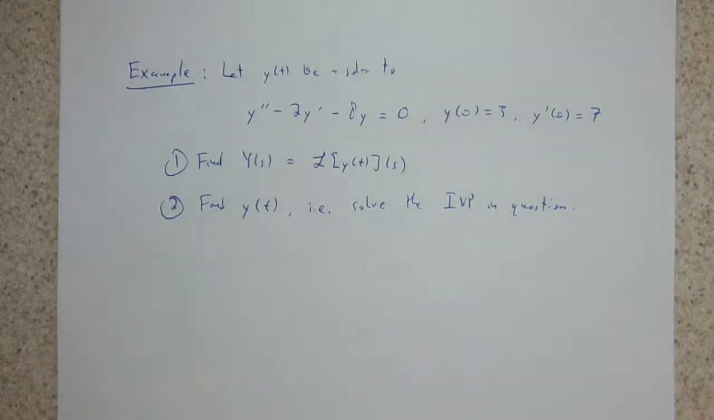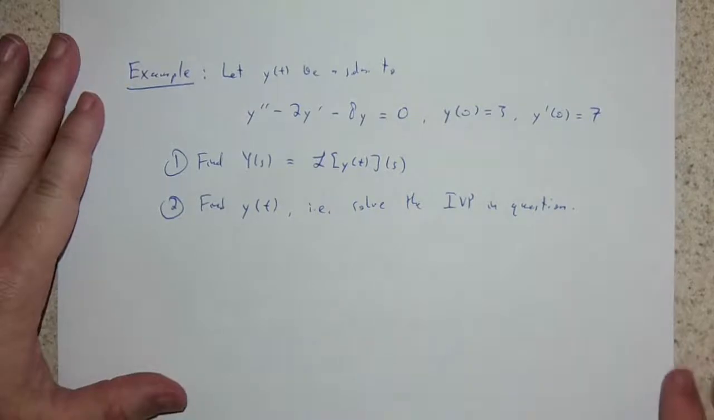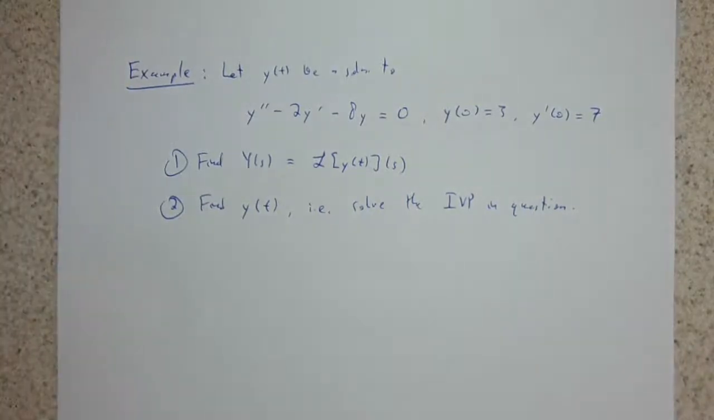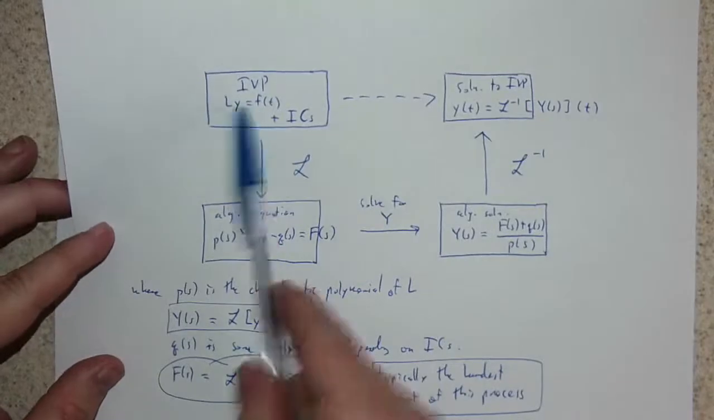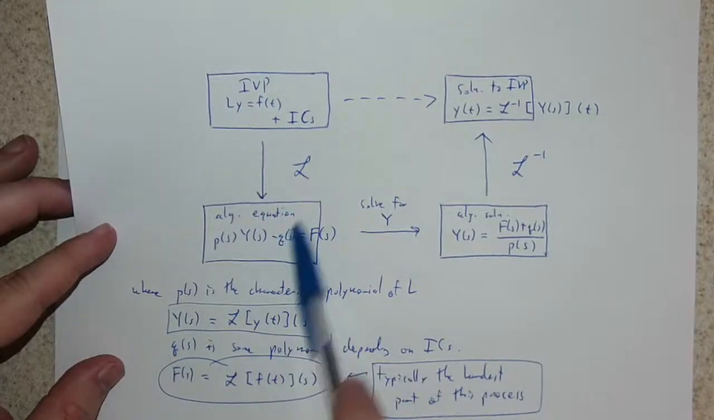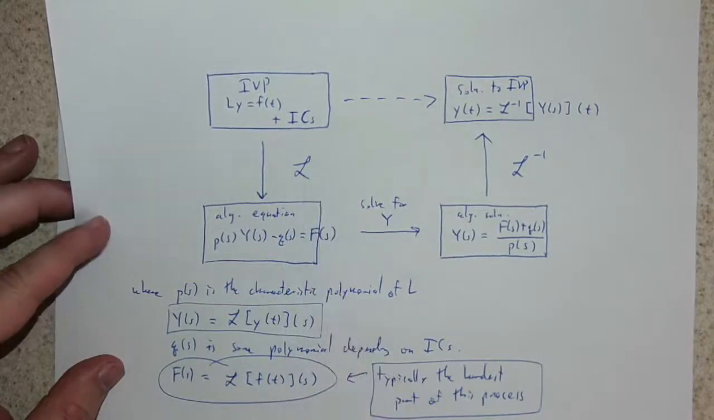And so what do I do here? Well, let's look at my process again. What does this say to do? I start with an IVP. I hit it with the Laplace transform and get an algebraic equation. So let's do that part.